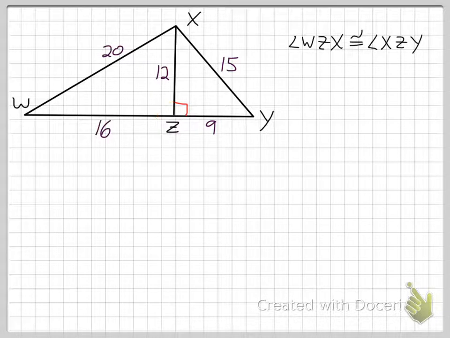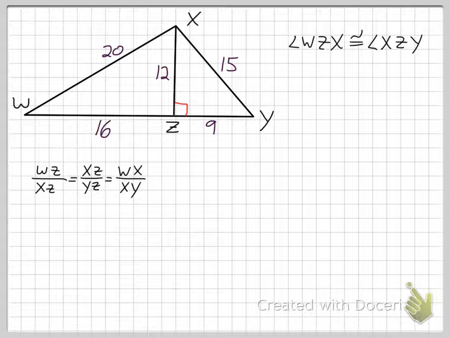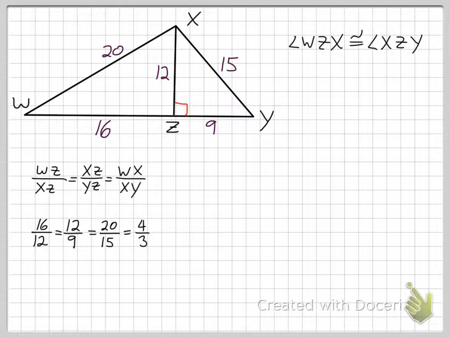So we have these two congruent angles, and we have the corresponding parts, WZ divided by XZ, and XZ divided by YZ, and WX divided by XY. Let's see if those corresponding side lengths are proportional. In other words, let's see if 16 divided by 12 is the same as 12 divided by 9, which is the same as 20 divided by 15. If those are all in the same ratio, then we can use the side similarity theorem, right? And yes, they're all equal to 4/3. They're all in the same ratio, 4/3.